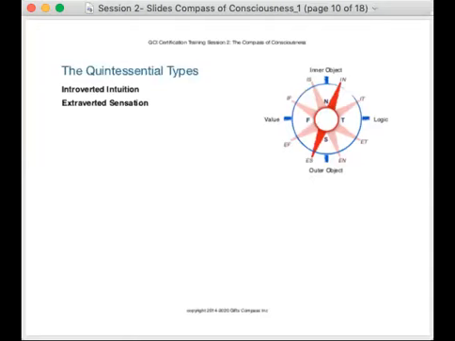Introverted intuition and extroverted sensation could be considered the quintessential types. These are the only 2 types where the directional and functional orientations align. They could be considered quintessential in that the directional orientation amplifies the functional orientation and does not change it with its directional energy.